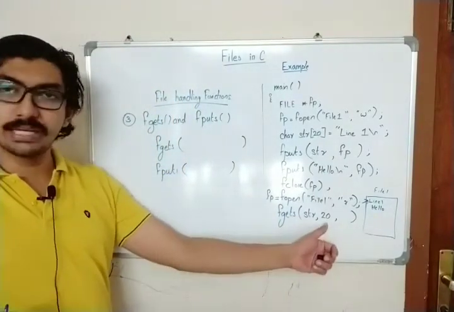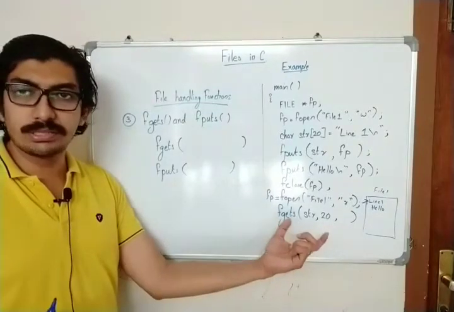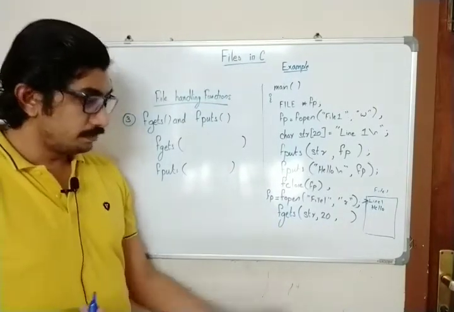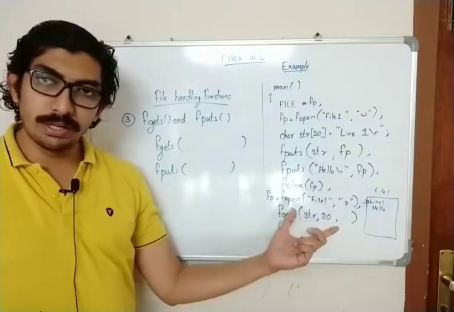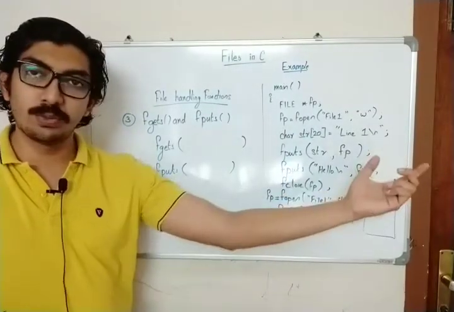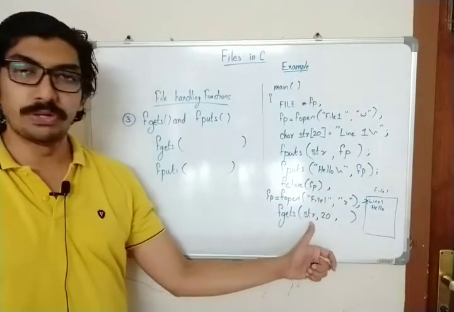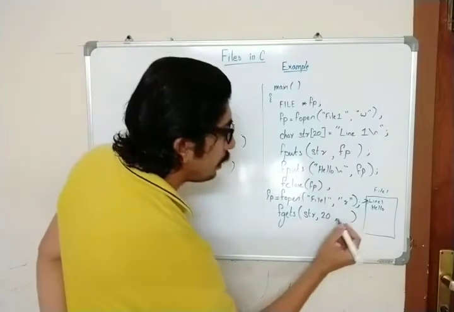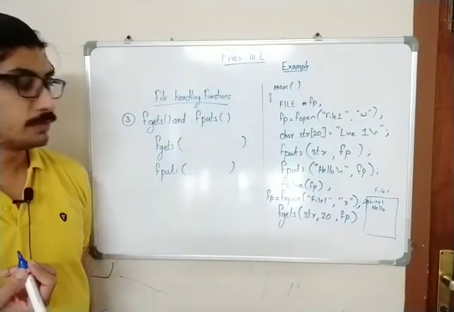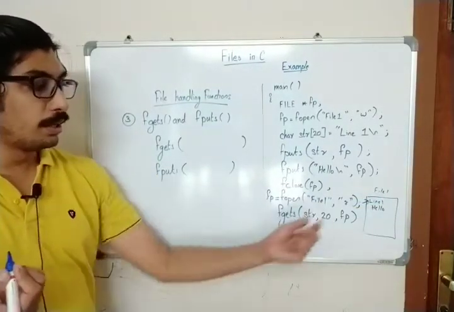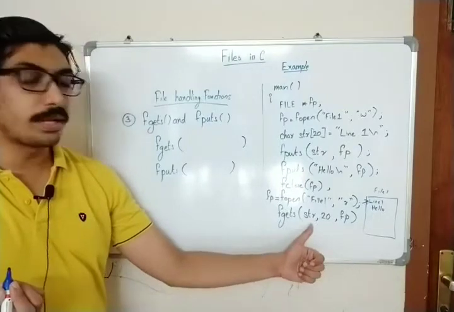You can directly give a value, or you can write sizeof(str), the size of the data structure you are using. This means it will copy one line of content, and if that line is lengthier, it will store a maximum of 20 characters. That will be given to str, and then from where are you going to read? From fp you will be reading. So this is the file you are going to read. Now the first line will be read, that is line 1 will be read, and it will be stored in str.